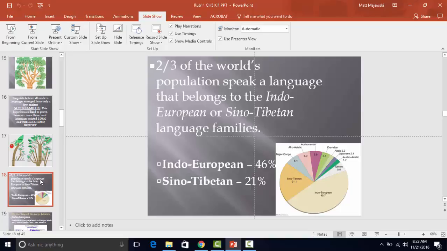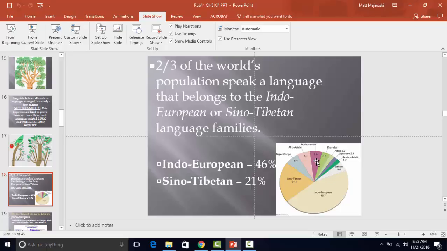We got about 6% speaking Niger-Congo. Niger-Congo is obviously a language family spoken in Africa. Afro-Asiatic is kind of a funny term because it's actually spoken primarily in Asia, even though you see the Afro part and you think that perhaps Africans would speak it more often. That's not the case.